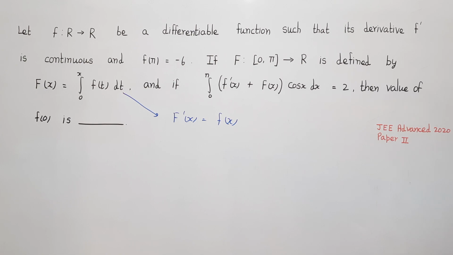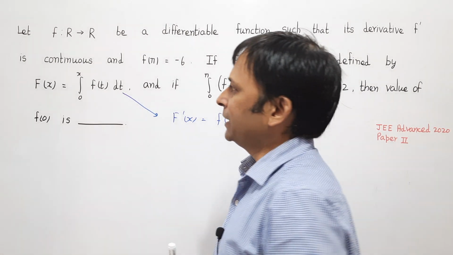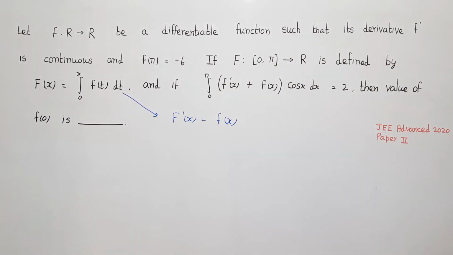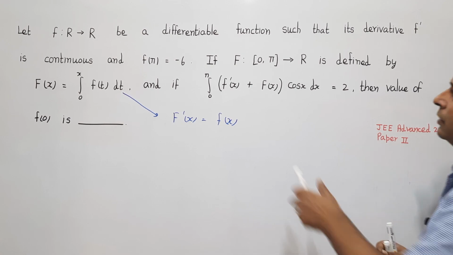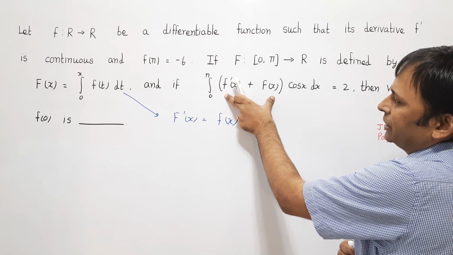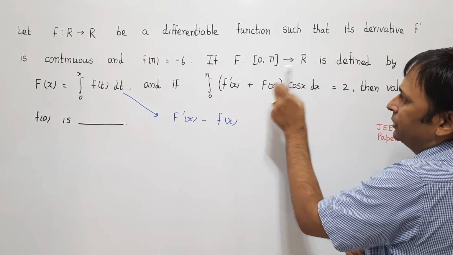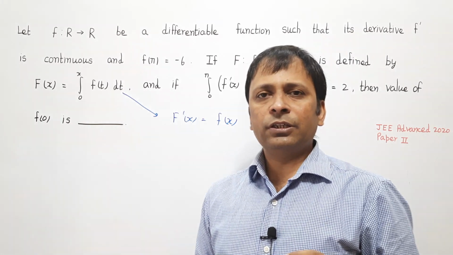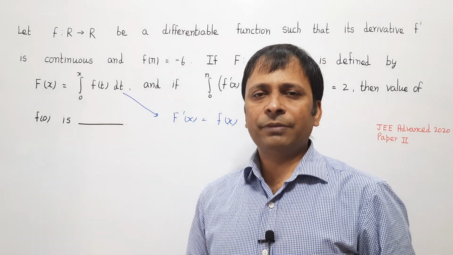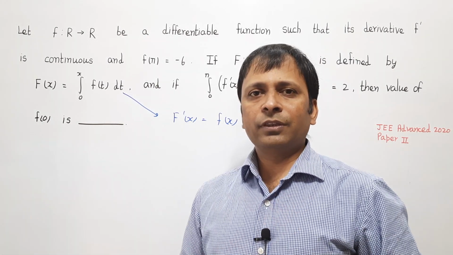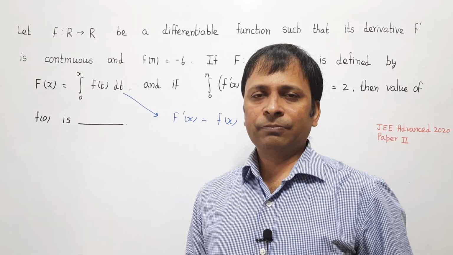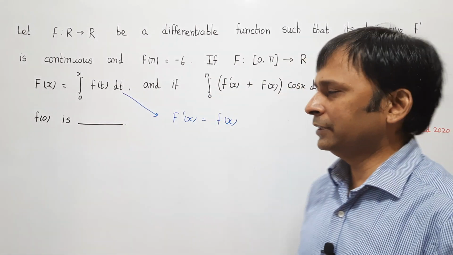After this the question says that the integral from 0 to pi of small f dash x plus capital Fx, multiplied by cos of x, is equal to 2, and then the question asks for the value of small f at x equal to 0. Now we have the function f dash x plus capital Fx multiplied by cos of x. Whenever we have the product of two functions and we have to find the integration, we generally use integration by parts. So here also we will do the same thing.